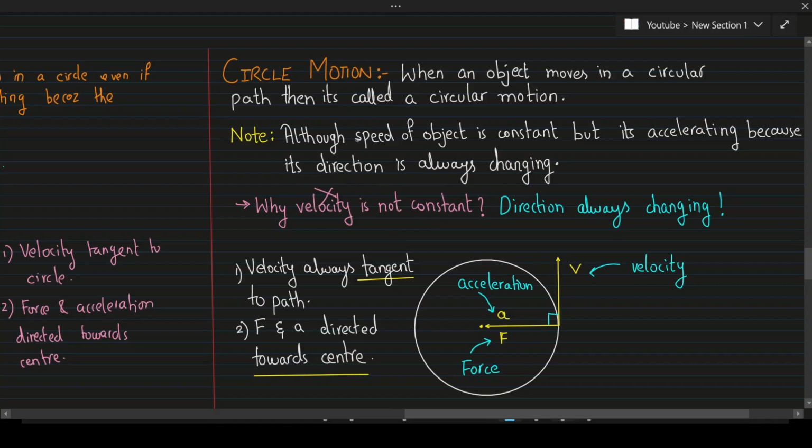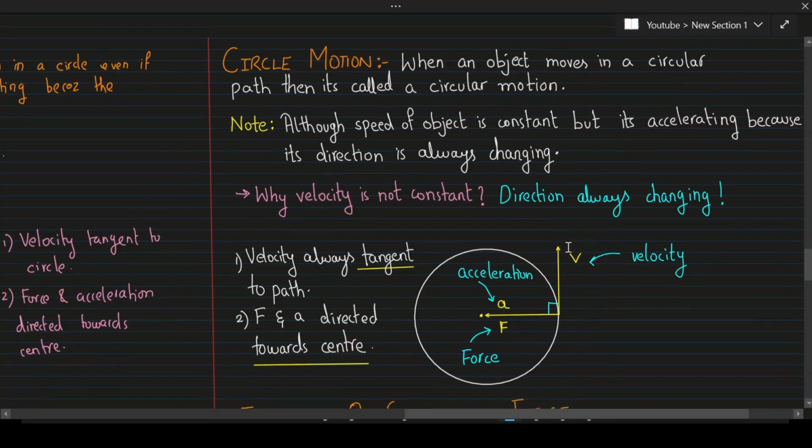So if a body is moving in circular motion, it is changing its path, its direction, at every second, at every instant, although its speed is constant. Speed is constant, but the direction is changing. That is why the velocity is not constant and the object is accelerating. You need to remember this; it is very important in circular motion.